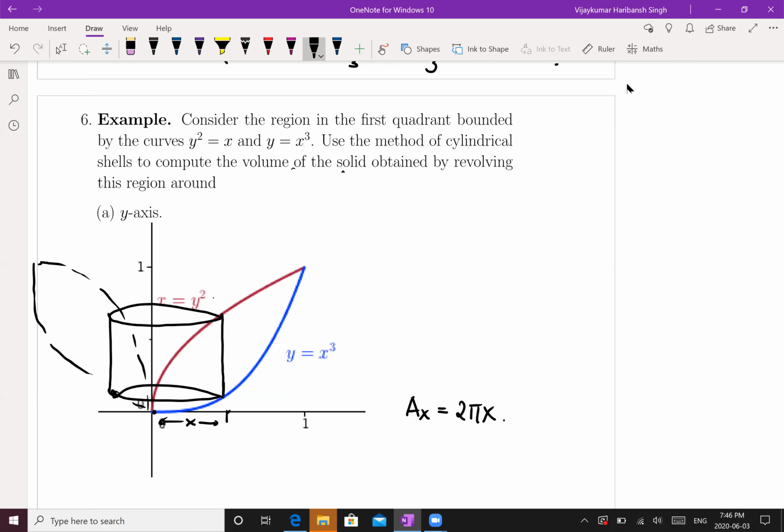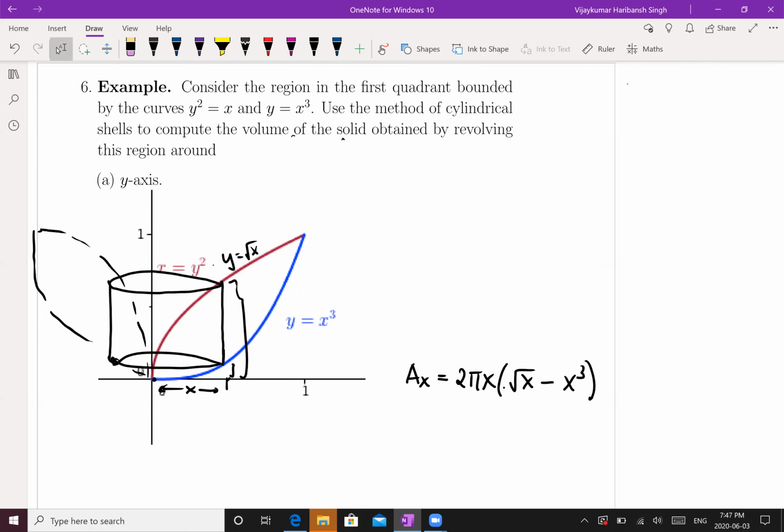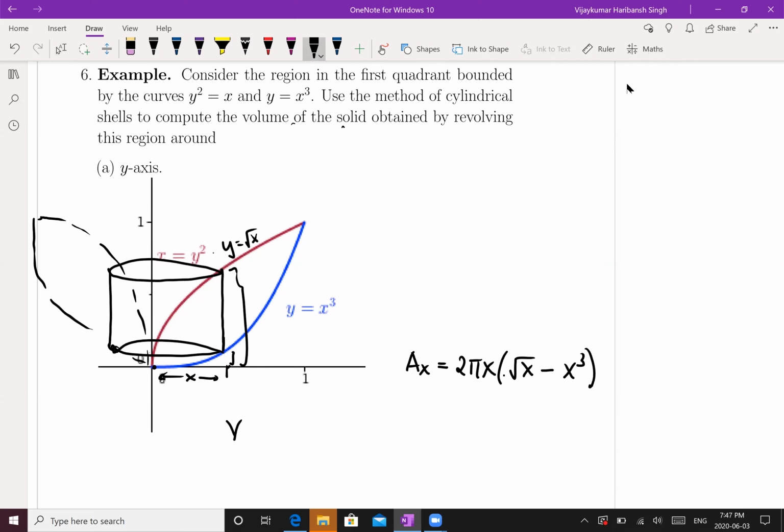So the top function is given by y square equals x, which is the same as saying y equals square root of x. So you have the top height, which is square root of x, minus the bottom. So this total thing is square root of x, and out of that, you're removing this value, which is x cubed. So what is the volume then? Volume V equals what? For that, we need to compute the points of intersection.